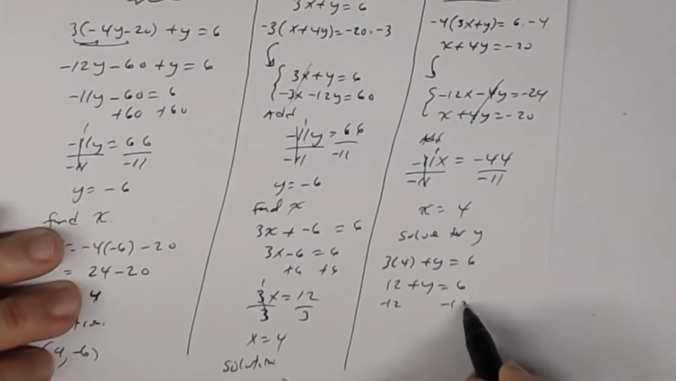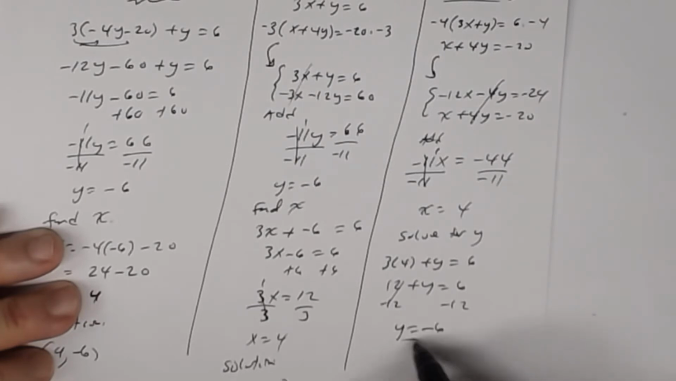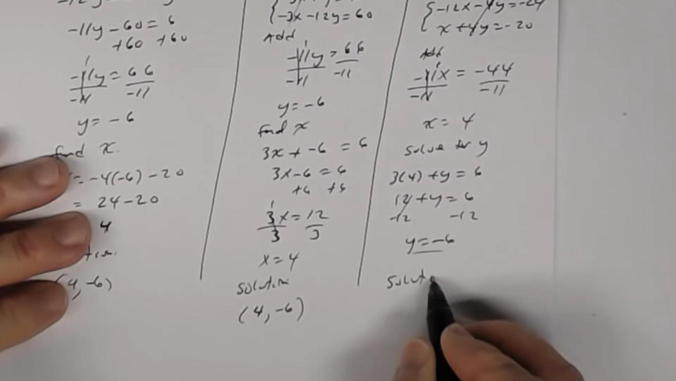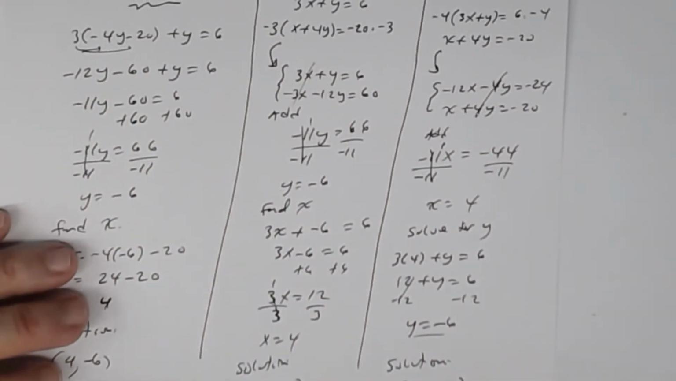Subtract 12 from both sides. 12 and negative 12 is 0, right? So I get y to be 6 minus 12, which is negative 6. And that's the y value you're supposed to get. So the solution as an ordered pair is 4, negative 6. All right, so that was number 5.